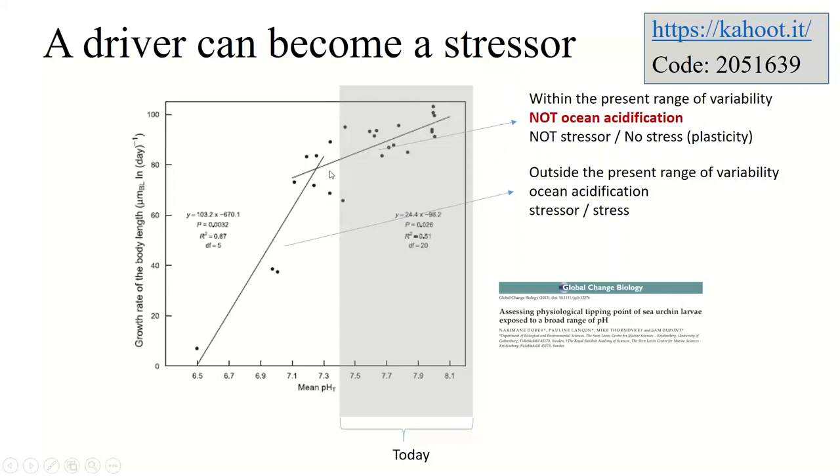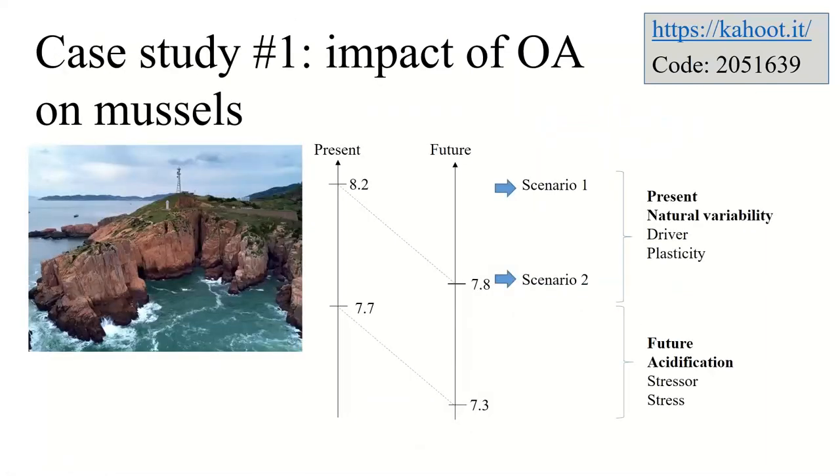And when you cross a certain line, what we call a physiological tipping point, then you start to have very negative effects. The growth goes down, but they also turn abnormal, they start dying, and they can't produce their juvenile. So that's a good example showing that when you're within the natural range of variability, pH is not a stressor, it's a driver, and you have plasticity. And if you cross that line of the natural variability, then you start to have very negative effects, and what was a driver turns into a stressor.